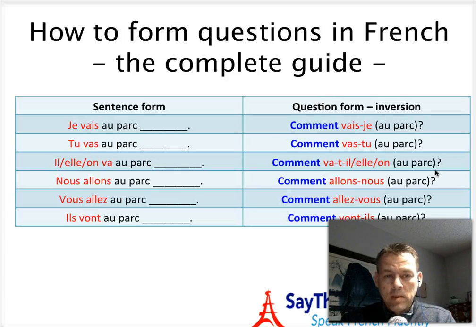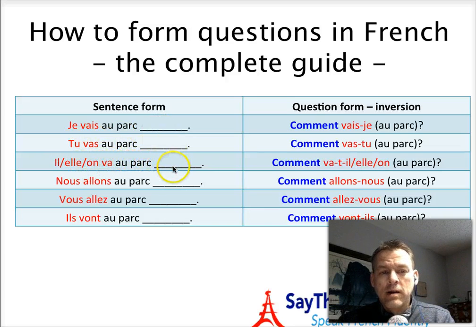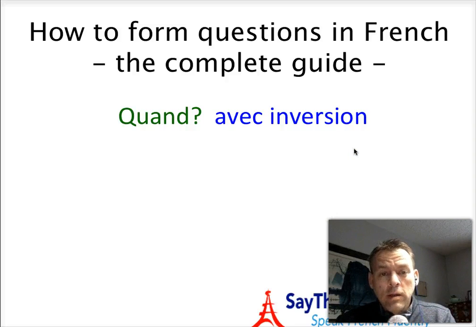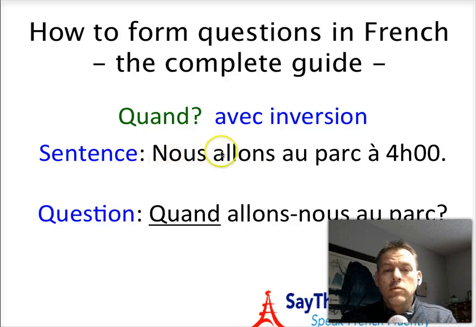Okay? Here it is, transferred to the table of conjugation. Je vais au parc, tu vas au parc, il, elle, on va au parc. And then here you see on the right we have comment. And then that formula again, the inversion, vais-je. So you're starting to see a pattern here. Vais-je, vas-tu becomes vas-tu, tu vas. Right, next one, quand. If you remember well, quand means when, right? So, nous allons au parc à 4 heures. À 4 heures, at 4 o'clock, is when. Quand allons-nous au parc?